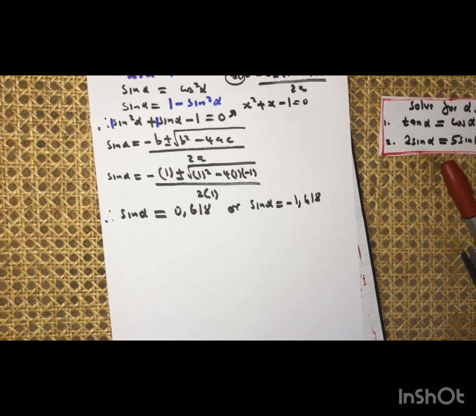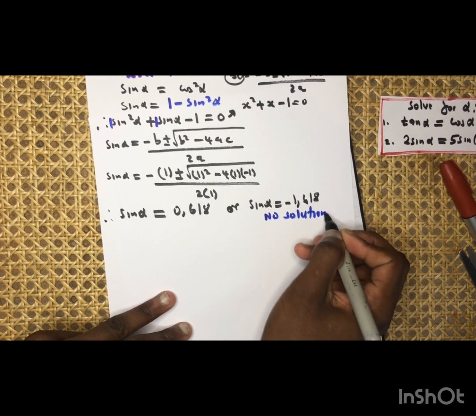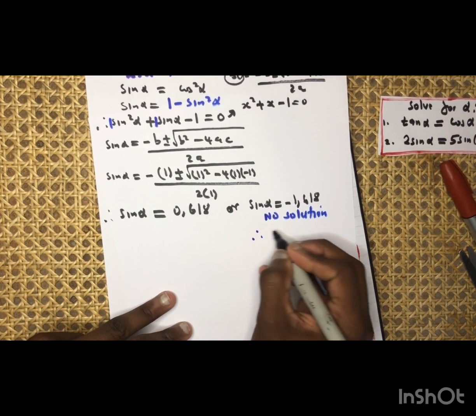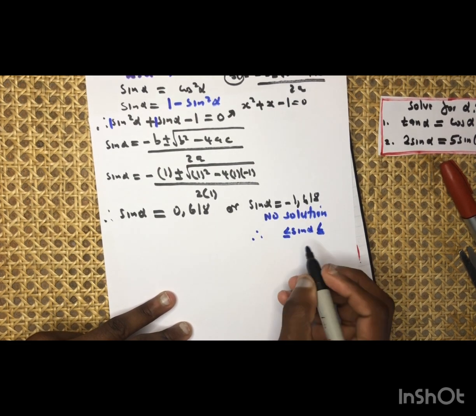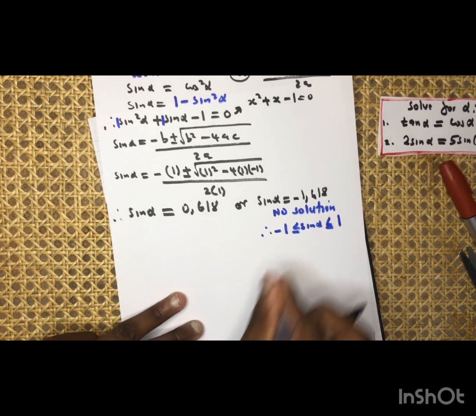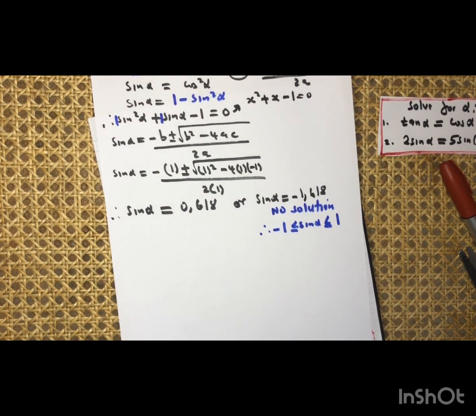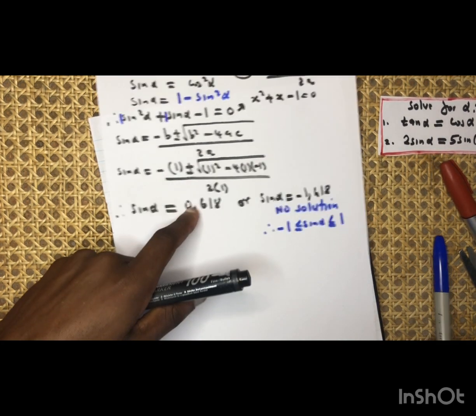So you just write here no solution, because we said in the previous video that sine and cos must be in the interval of -1 and +1. That's your reason why we don't have a solution here, because if you press your inverse here, you won't get the answer. It will say maths error. So we're going to work with this one.